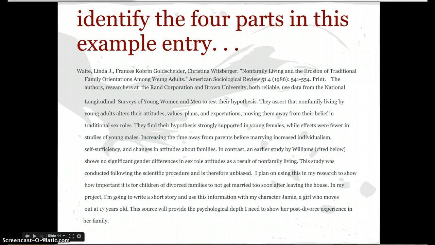The last thing I'd like you to do is take some time and pause this at the end, and identify the 4 parts in this example entry. Where does this example entry identify the source, where it talks about the credentials? Where does it summarize in 3 to 5 sentences what this source is about? Where does it assess? Does it discuss reliability? Does it discuss bias? Does it compare to other sources in the greater annotated bibliography? And finally, does this person reflect on how they're going to use it both in their research and in their project?